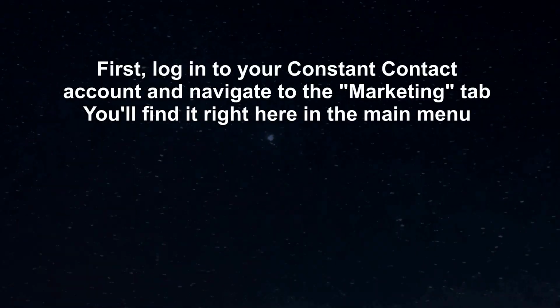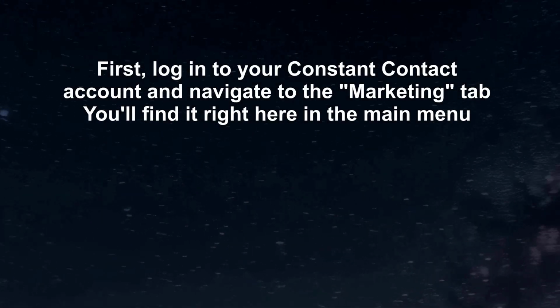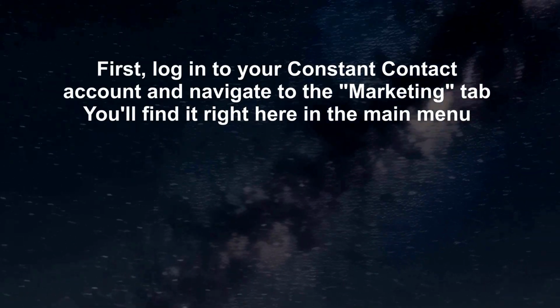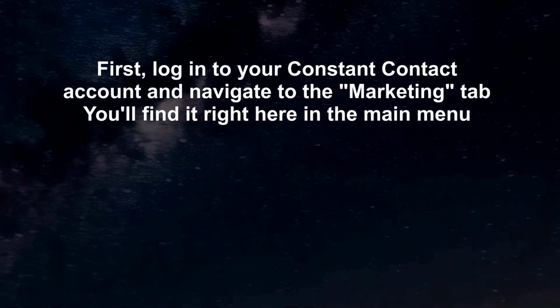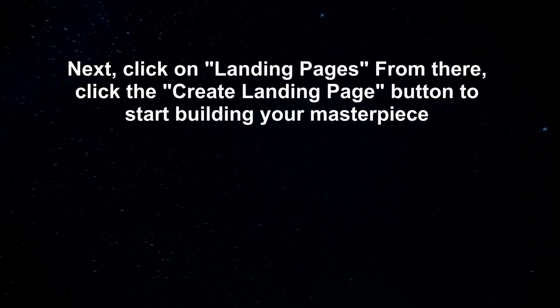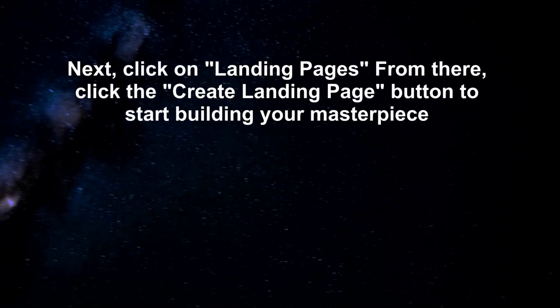First, log into your Constant Contact account and navigate to the Marketing tab. You'll find it right here in the main menu. Next, click on Landing Pages. From there, click the Create Landing Page button to start building your masterpiece.